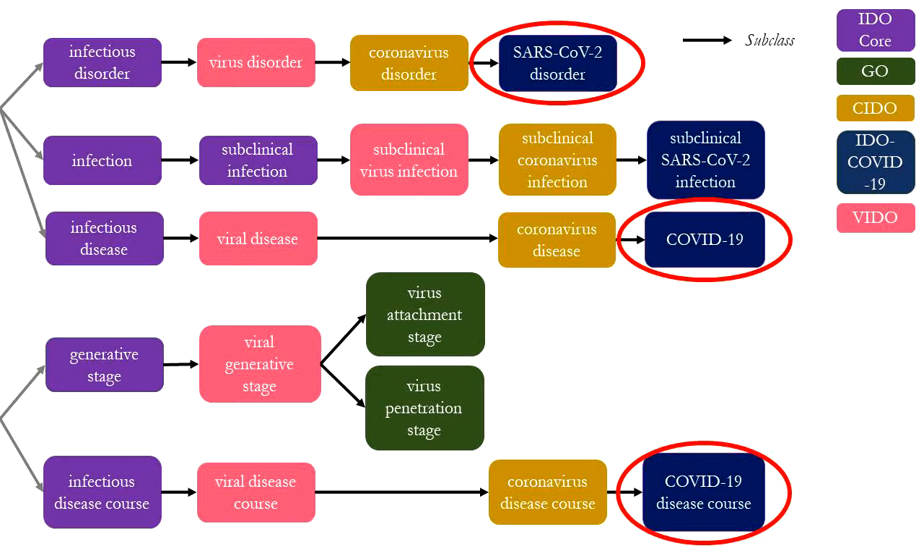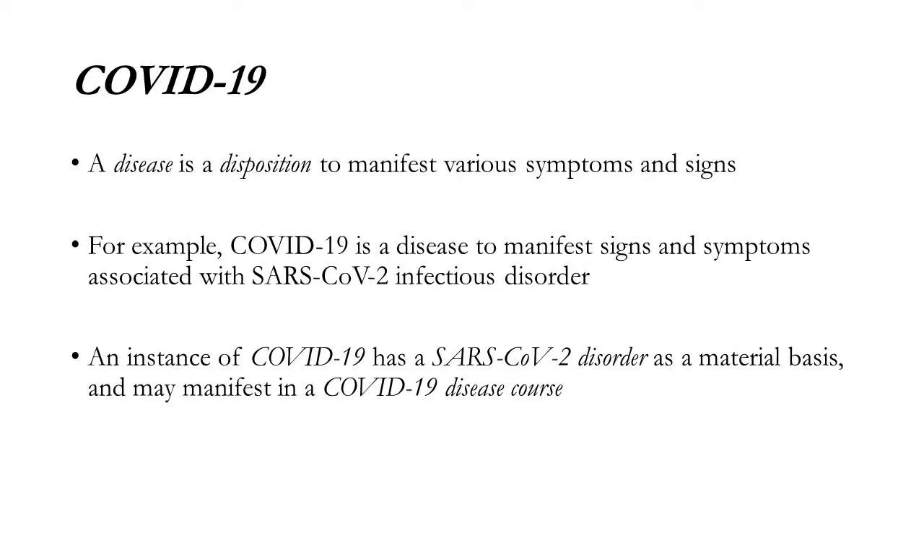Note these: SARS-CoV-2 disorder, and COVID-19, a disease, and a COVID-19 disease course. So a disease, and we're following the Infectious Disease Ontology core here, a disease is a disposition to manifest various symptoms and signs. For example, COVID-19 is a disease to manifest signs and symptoms that have been associated with SARS-CoV-2 infectious disorders. And any instance of COVID-19 has this disorder as a material base and may manifest in COVID-19 disease course.